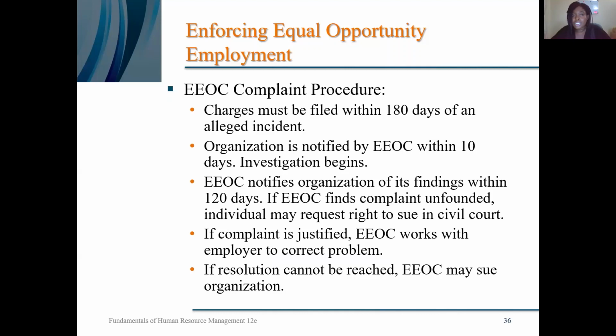All right, so there's a complaint procedure for enforcing equal employment opportunity. The charge must be filed within 180 days of the alleged incident. The organization is notified by the EEOC within 10 days. Investigation begins. The EEOC notifies the organization of its finding within 120 days. If they find the complaint is unfounded, the individual may request the right to sue in civil court. If the complaint is justified, the EEOC works with the employer to correct the problem. If resolution cannot be reached, then the EEOC may sue the organization, on behalf of the person discriminated against.